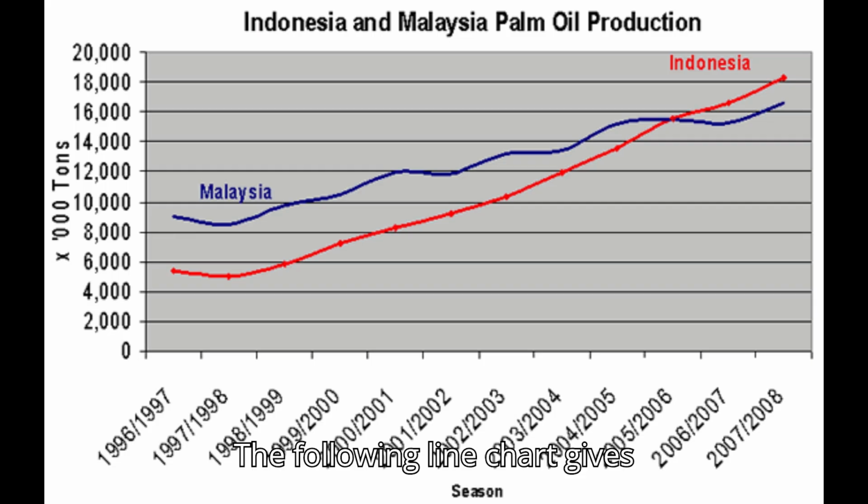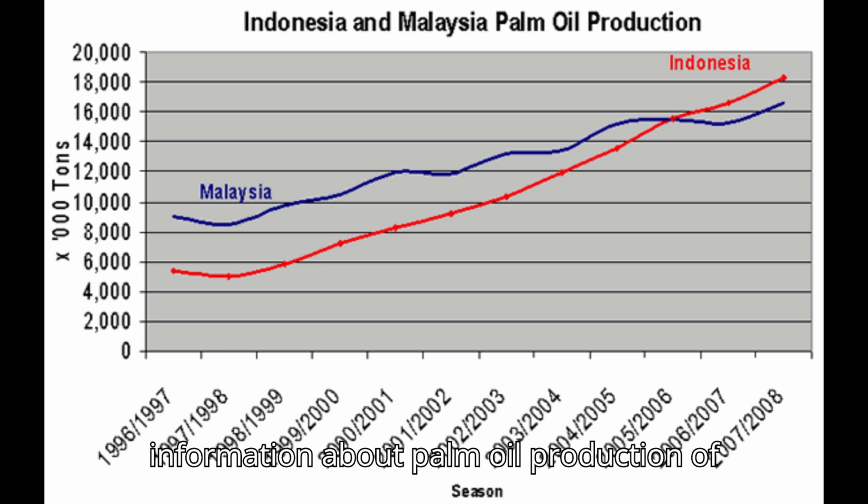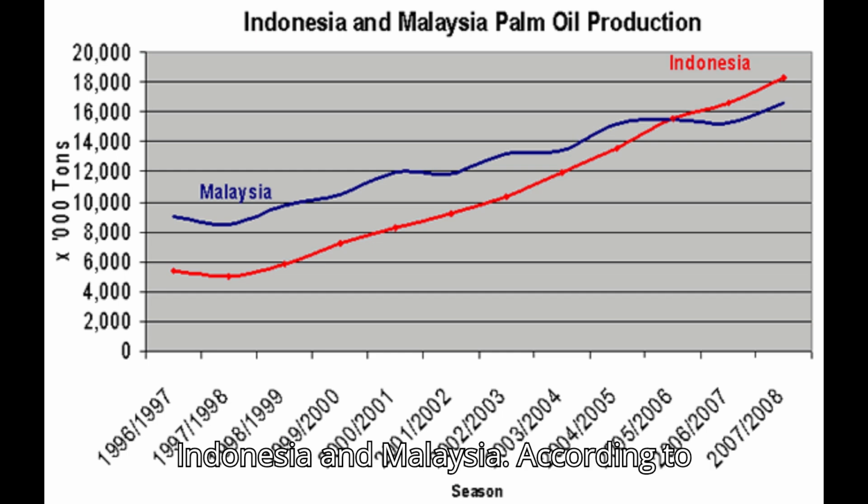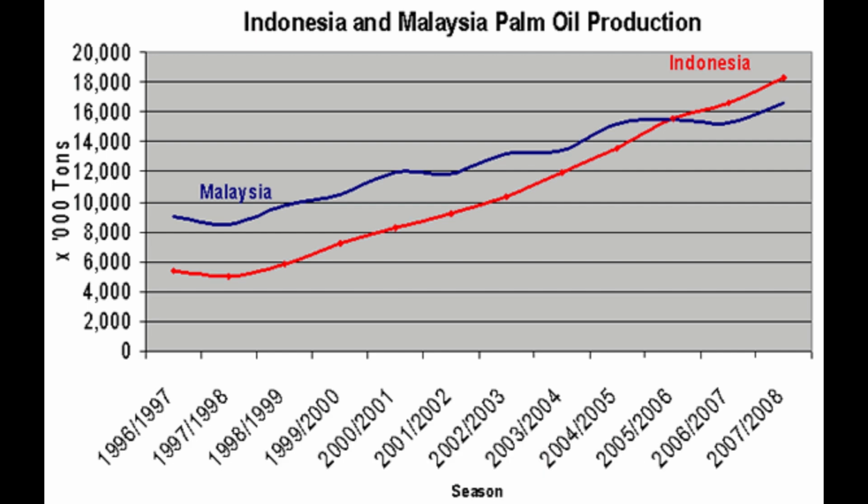The following line chart gives information about palm oil production of Indonesia and Malaysia. According to the line chart, we can see the red line of Indonesia rises from the lowest point, about 5 million tons in 1997 and 1998, to the highest point, about 18 million tons in 2007 and 2008.